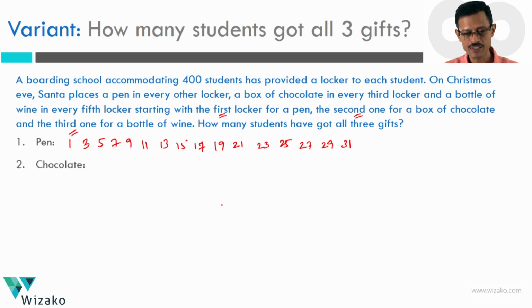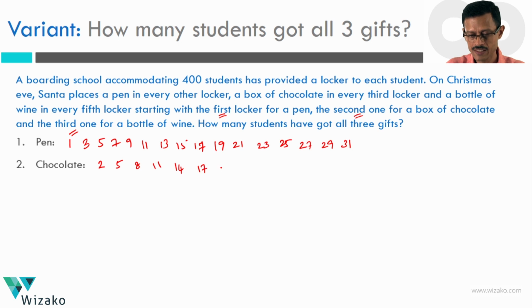Box of chocolate. Where did he start? Started with the second one. Every third one. So you need to keep adding 3 to it. 2, 5, 8, 11. I'll hold on here. Let's check out who all have got both a pen and a chocolate. 5 has got a pen and 5 has got a chocolate. 11 has also got a pen and 11 has also got a chocolate. So how many steps did we have to move to find the second coincidence? We had to move 6 steps. Just keep this thought in your mind. We'll just proceed with this process.